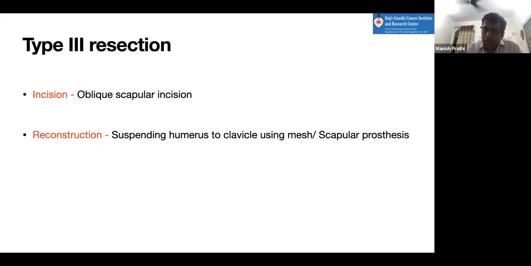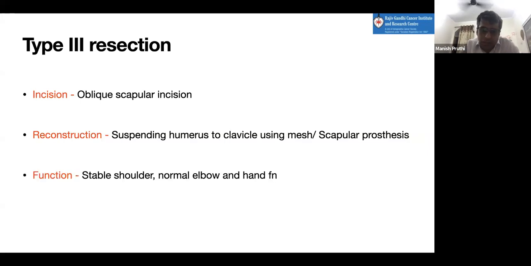Reconstruction is done by suspending the humerus to the clavicle using the mesh, or sometimes we can put a scapular prosthesis for a total scapulectomy, or sometimes we can even do an ECRT, which is an extracorporeal radiation of the scapula, and put the scapula back, and then use mesh or muscle flaps to cover the scapula and join it with the humerus.